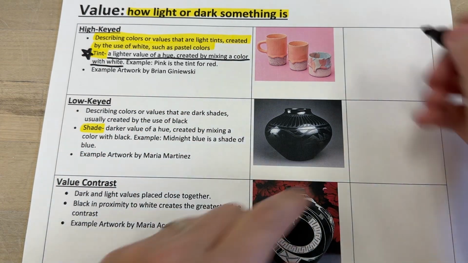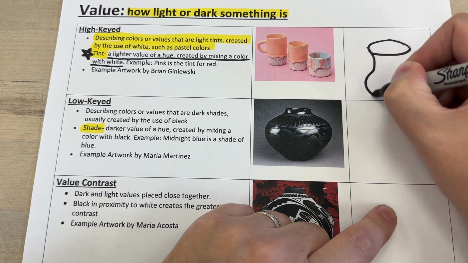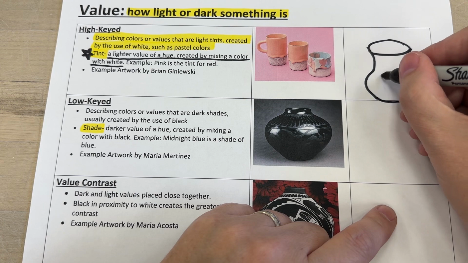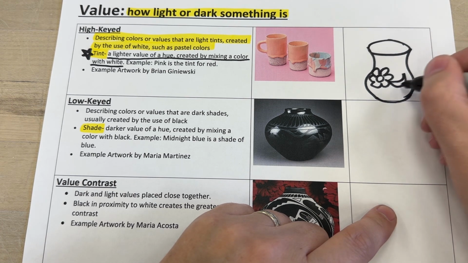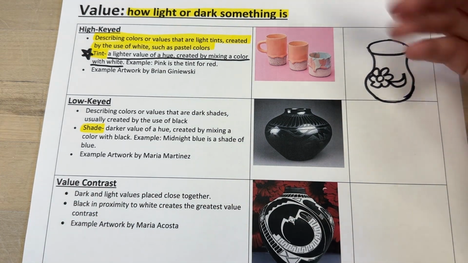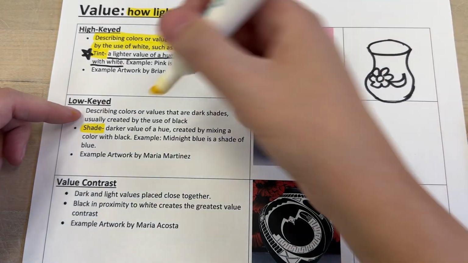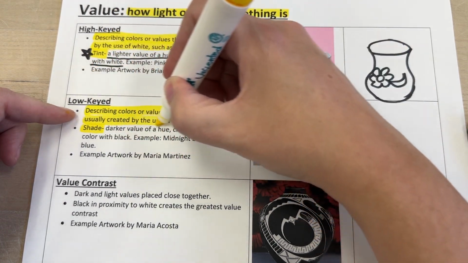So with these cups here, maybe you want to draw another cup, or maybe you want to draw a vase and add in a flower or something. When you go to add in the color, just make sure that you are adding in a lighter color, like blend white over the top of it to make sure that it's high keyed. Low keyed is just the opposite of that. It's describing colors or values that are dark shades, usually created by the use of black.